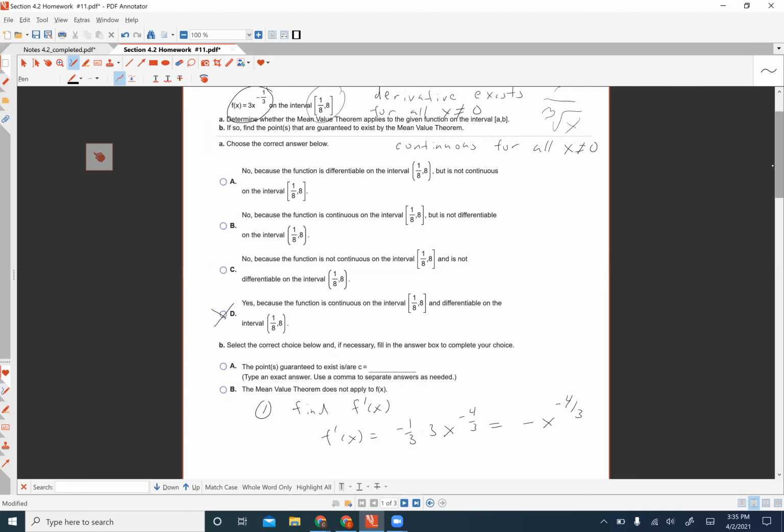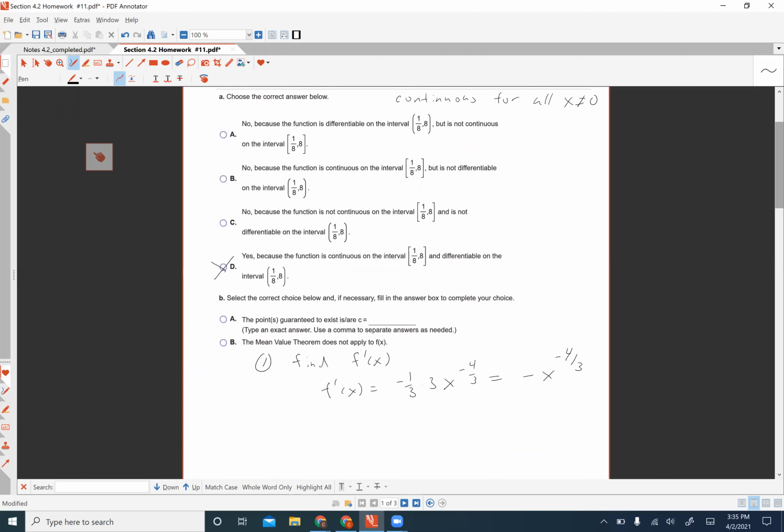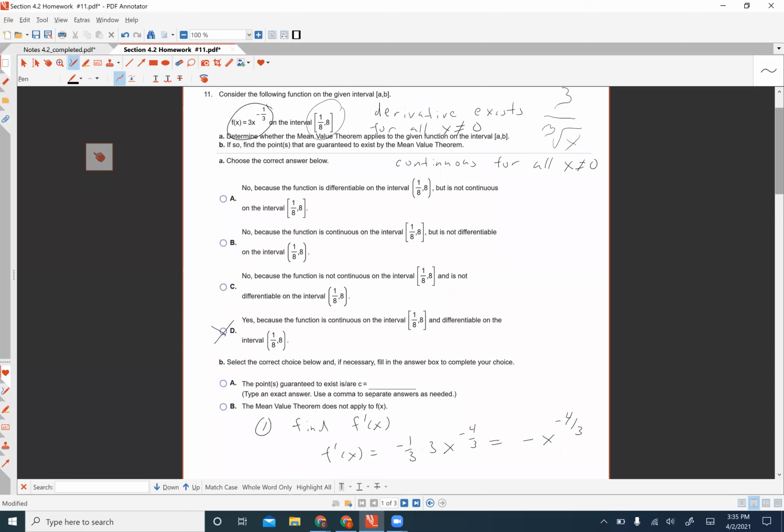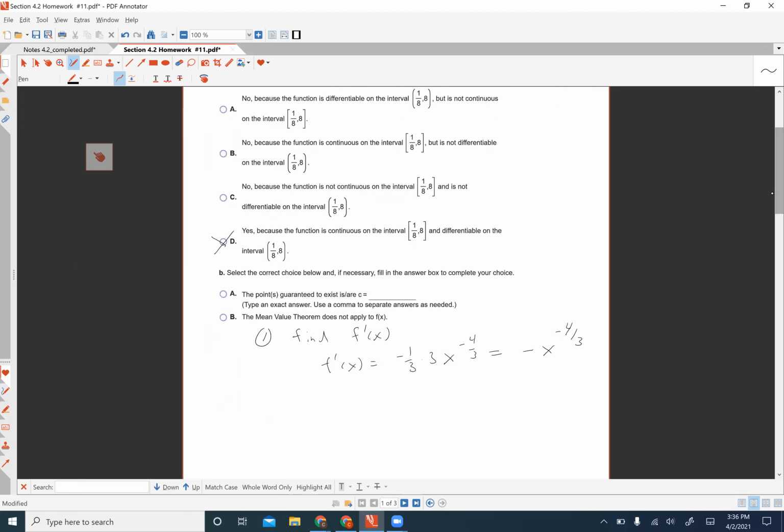Okay, so the first thing we have to do is take the derivative. They kind of set it up nice. They put the 3 in front, so we multiply it by negative 1/3, that goes away. So we're going to take the derivative of this function right here, 3 times x to the negative 1/3. We just drop down the negative 1/3, so it's negative 1/3 times 3, and subtract 1 from the exponent. We get negative 4/3. And yeah, so the derivative turns out to be negative x to the negative 4/3.